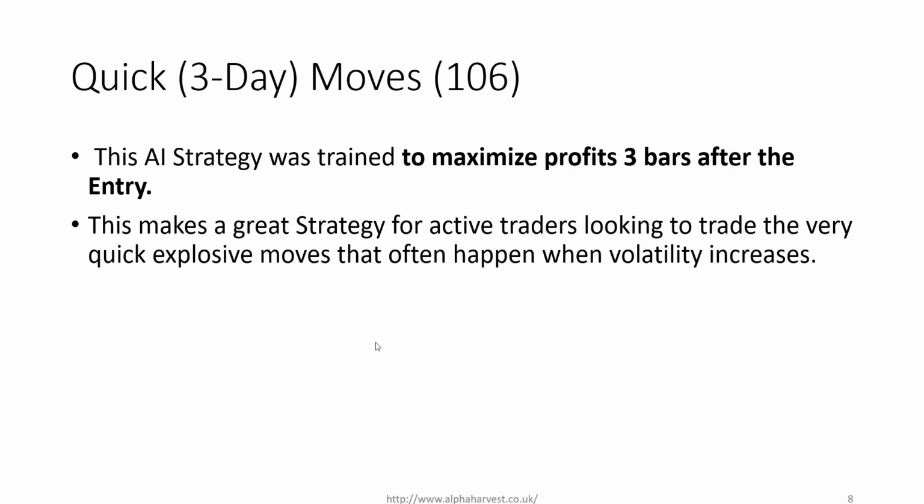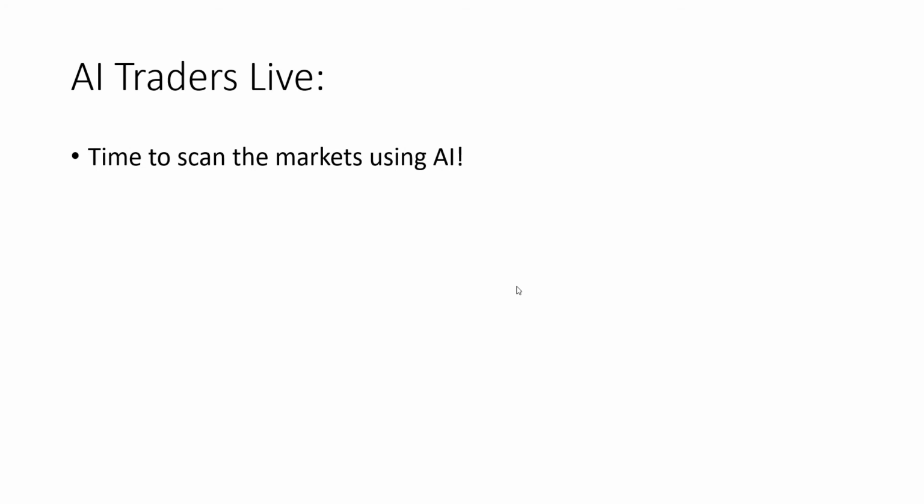And then quick 3-day moves, code 106 is the AI code. It's an AI strategy that's trained to look for maximizing profits on a 3-bar entry point. So if the signal comes in and you trade it, it's just for like a 3-bar type trade, and you're out on the third or the fourth one. So these are quick swing trades, very useful for the options and CFD trader.